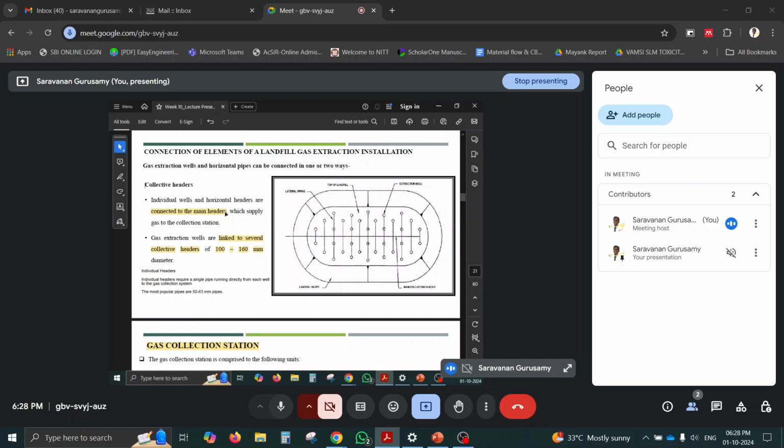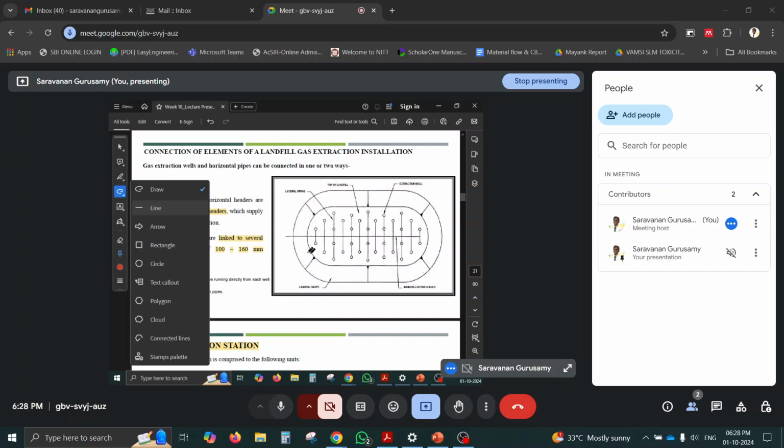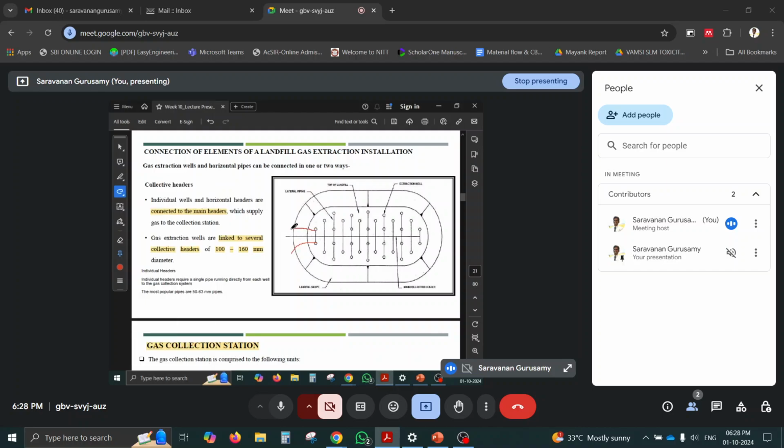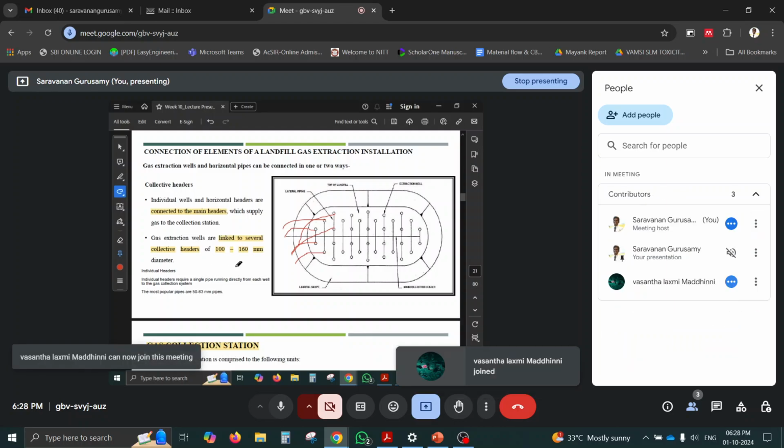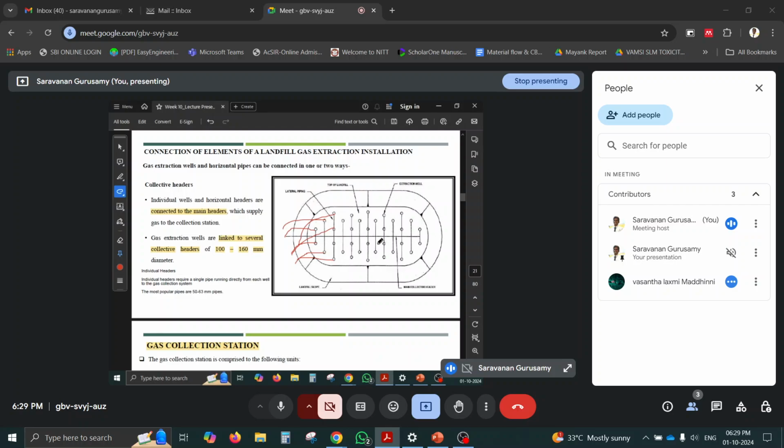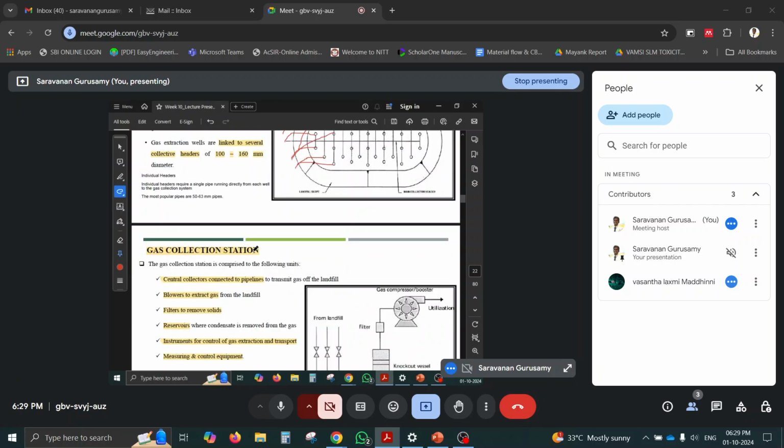It will be connected to a main header which supplies the gas to the gas collection system. But here each well will be taken out, I can draw here, with a separate pipe to the gas collection system. That is called the individual header. In the collective header, all the wells will be interconnected with different pipes, horizontal and vertical, that will be extracted later.